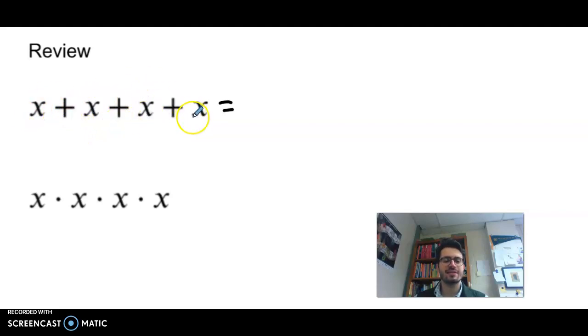1x plus another plus another plus another means we have in total 4 x's. But here, if we're multiplying, we have x times x times x times x. That's a total of 4 of them being multiplied. We show that with an exponent, as you can see in this example.